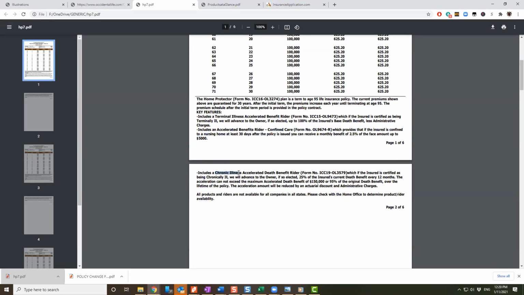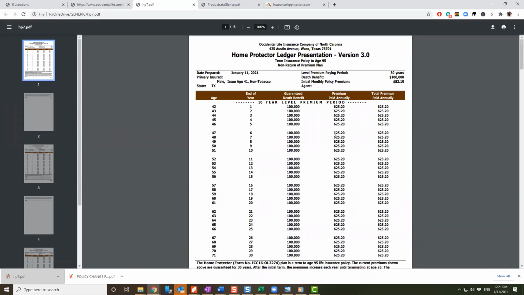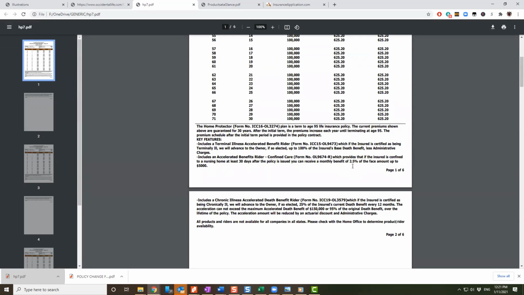And then we have chronic illness. You know, we can accelerate up to 95%. If the person gets chronically ill, then we can advance up to $150,000, 95% of the policy. Okay, what does that mean? That if we have $100,000 coverage and it pays 2.5% per month, it's 2,500 if the customer is confined to a nursing home for at least 30 days. Then the policy would pay 2.5% for 40 months up to $5,000 per month.